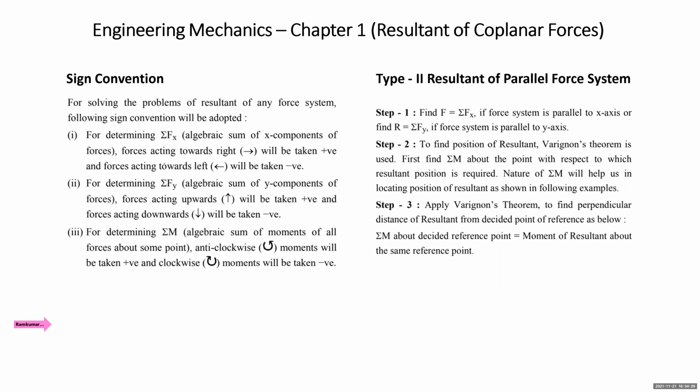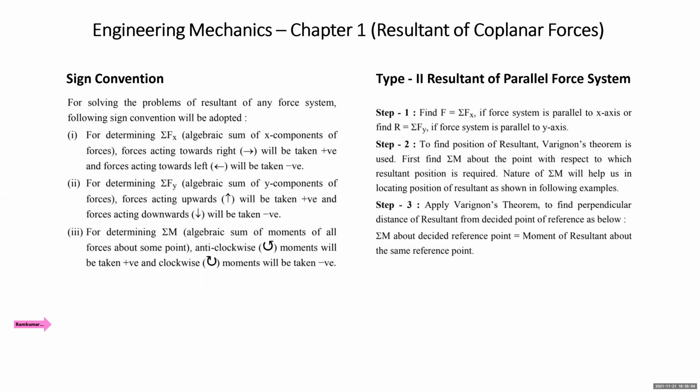Now, the sign convention to solve the problem. In the previous type, when we were solving the problems of the resultant of a concurrent force system, we had already understood the sign convention for sigma Fx and sigma Fy, which has been repeated again in this type also. For sigma Fx, the algebraic sum of the components of all forces in the x direction, we take forces towards right as positive and towards left as negative. For sigma Fy, the algebraic sum of the components of all forces in the y direction, we take upward forces as positive and downward as negative. This is very universal, right? All authors, all teachers follow the same.